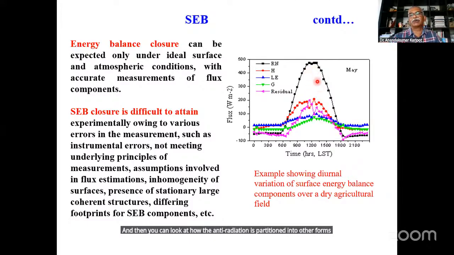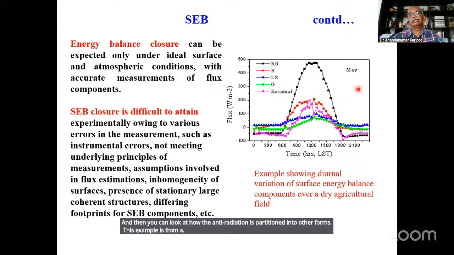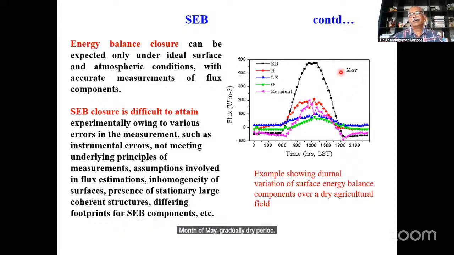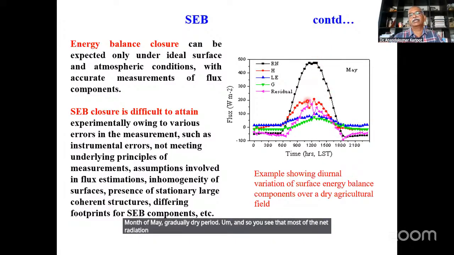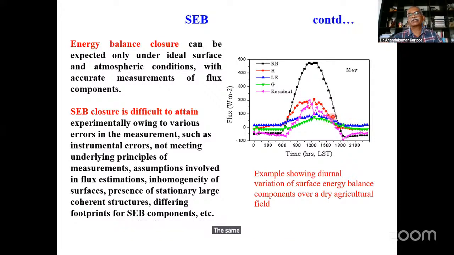This example is from the month of May, a relatively dry period. So you see that most of the net radiation, the major partitioning, is into the sensible heat flux. Some amount of latent heat flux is also there. And then the G is relatively small.